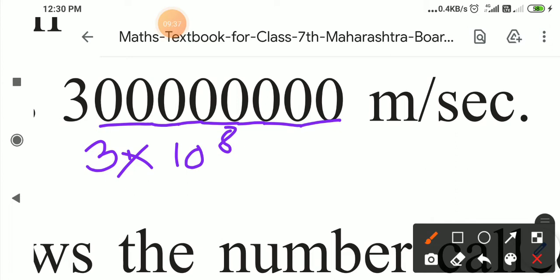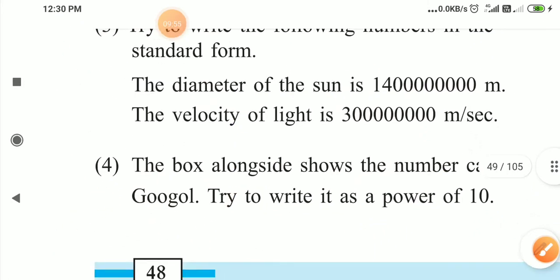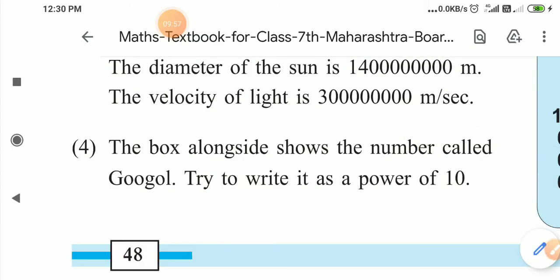But 10 to the power of means, suppose we have units, tens, 100, 1000, 10,000, lakh, 10 lakh, crore, 10 crore, and higher numbers are also there. So here, instead of reading this, 10 to the power of 8 is the velocity of light, then it will be easy for us to explain the term.